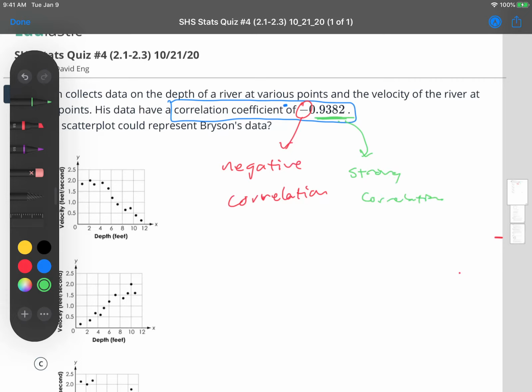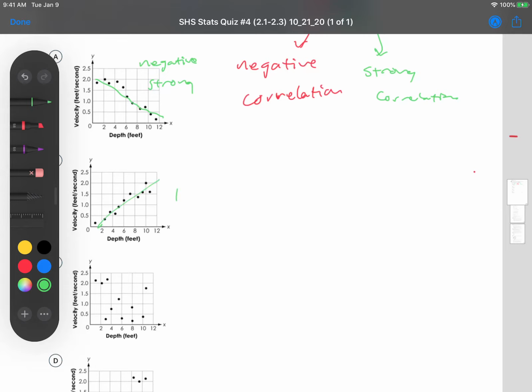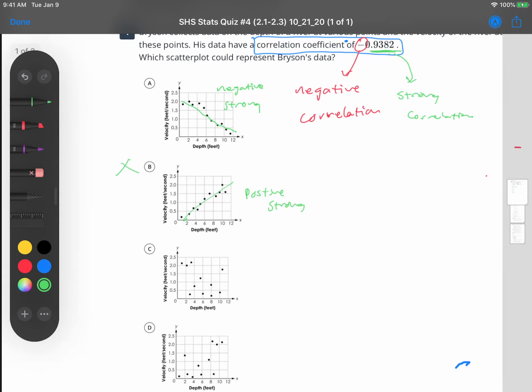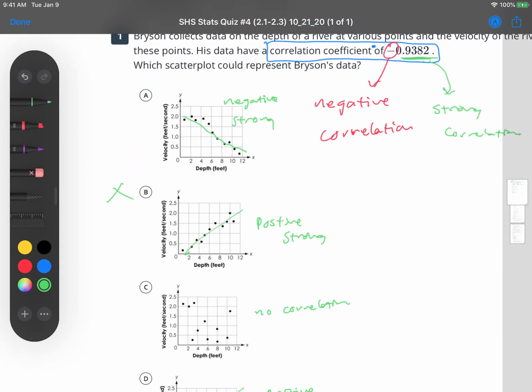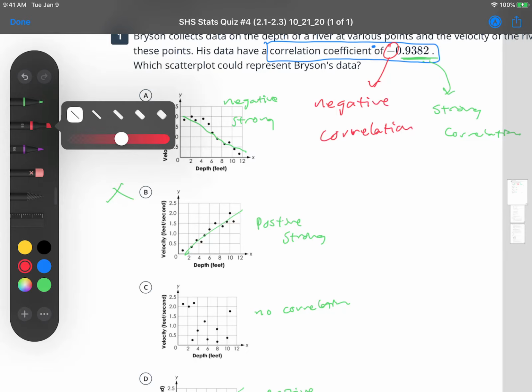So if I go through each of these, this one is negative. I'm going to try to put a line through it. I think that one's pretty strong. That's a good choice. This one over here looks to be positive, and that would be strong. But because it's positive, I would not choose that one. This one looks to be no correlation. And this one looks to be positive, but weak, because they're kind of far away from the line. So then your correct answer is A.